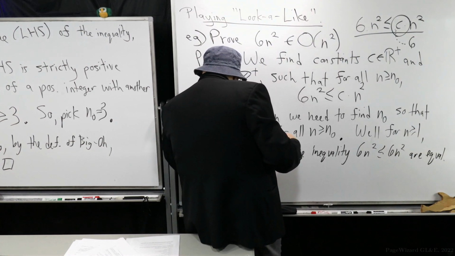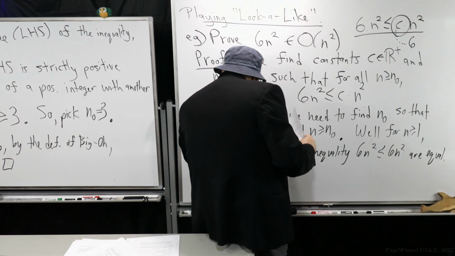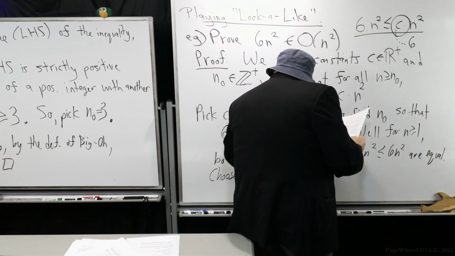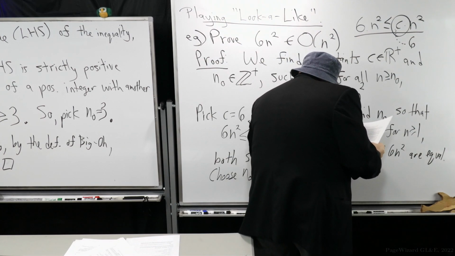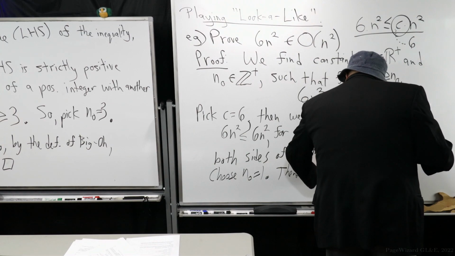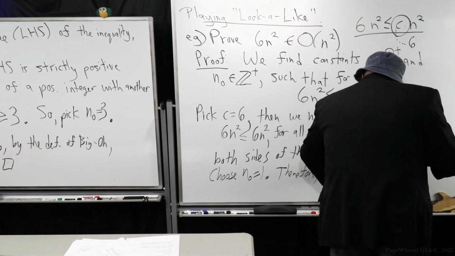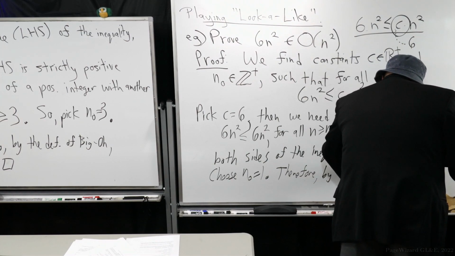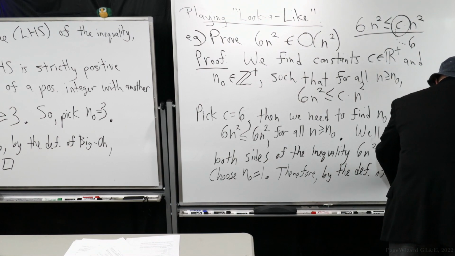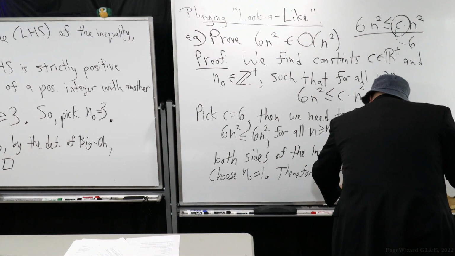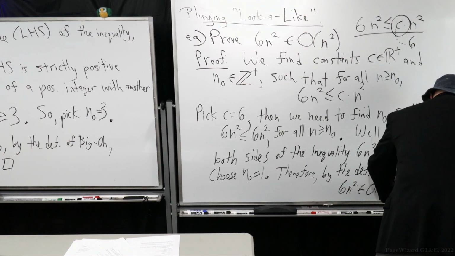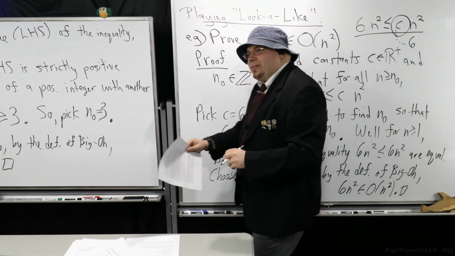That's the smallest I can pick it. Don't pick n0 to be 0. n0 is equal to 1. Now remember, I need to pick up that definition of big O and use it. Therefore, by the definition of big O, 6n squared is big O of n squared. And we're done. Piece of cake, right?